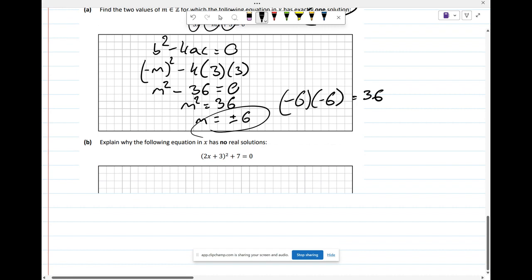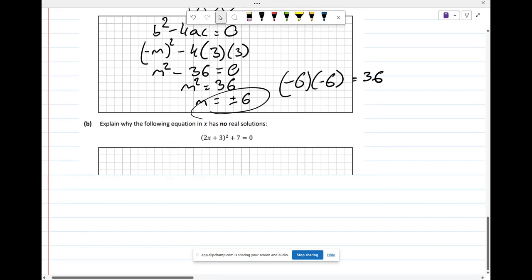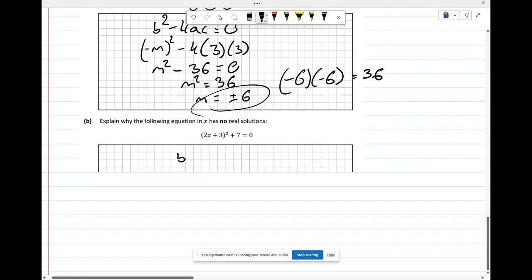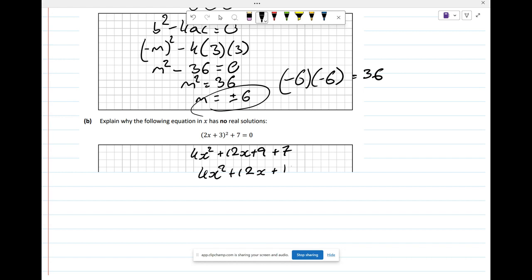Okay, part B. Explain why the following equation in x has no real solutions. Okay, no real solutions, so we can do our discriminant b squared minus 4ac. How are we going to do that? Well, we can multiply this all out, so we can square this out, so that'll be 4x squared plus 12x plus 9 plus 7. So it's going to be 4x squared plus 12x plus 16 equal to 0. And then we can do b squared minus 4ac.